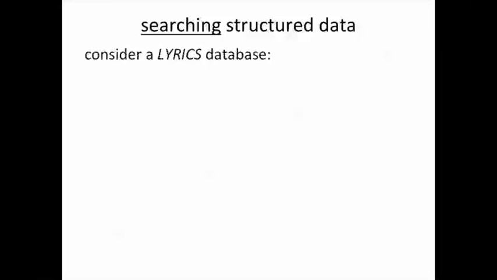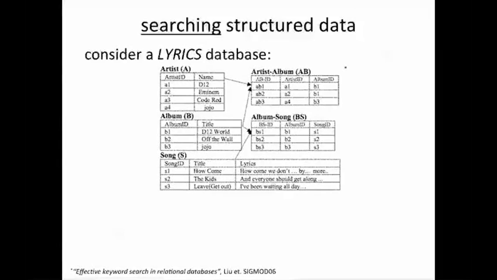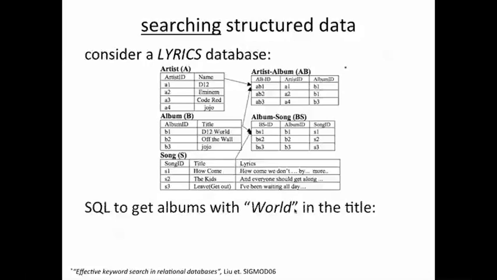Let's now look at some structured data. An example of a database that stores songs, their lyrics, the albums that contain those songs, and the artists who may have sung them. This example is taken from a SIGMOD paper which talks about searching relational databases as opposed to using queries. Let's see what it would take in SQL to get the albums with world in their title.